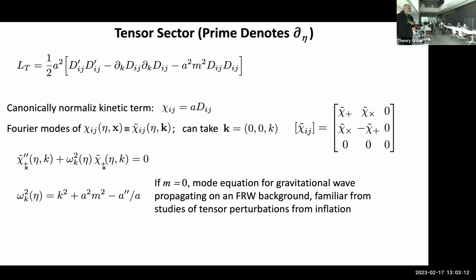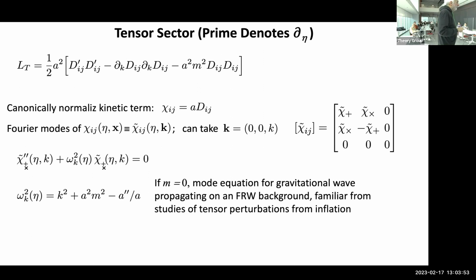Then we're going to express it in terms of Fourier modes. And this little tilde will denote a Fourier mode. And we can take K to be in the Z direction, and the Fourier modes will be the usual plus and cross components of the tensor perturbation. So the mode equation is the normal mode equation, and the angular frequency is A squared plus A squared M squared minus A double prime over A.